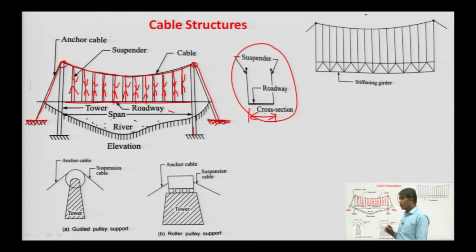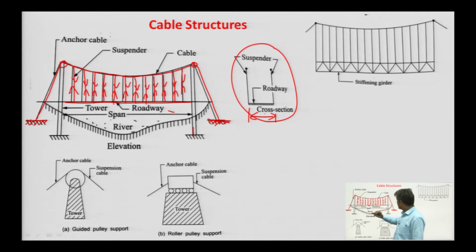Okay. What is the need to construct this type of structure? It is very simple. You can see that it is a river, and we need to make a passage. So, we are creating this type of structures and known as suspension bridges.